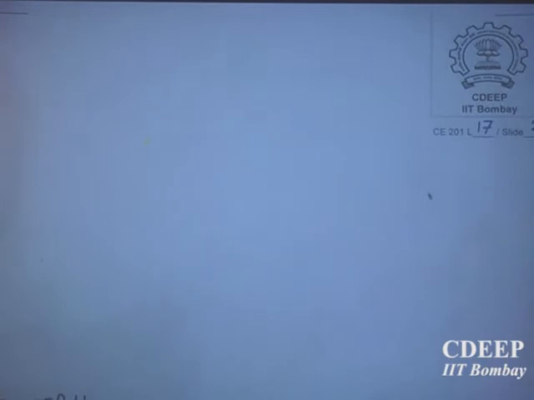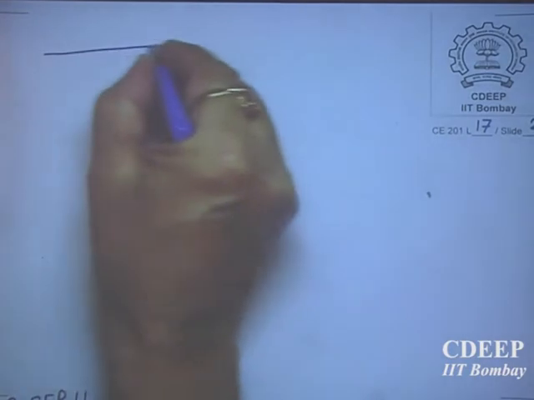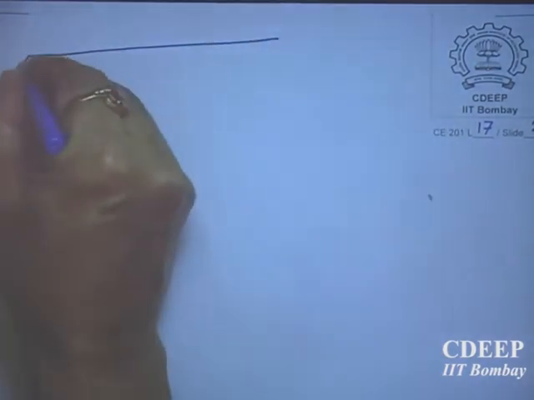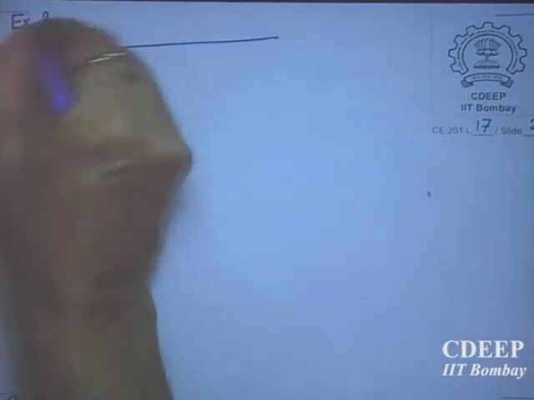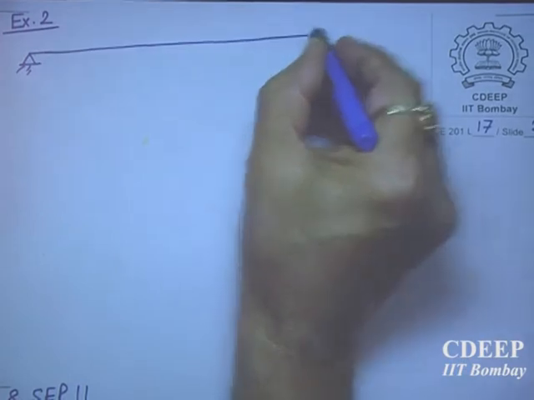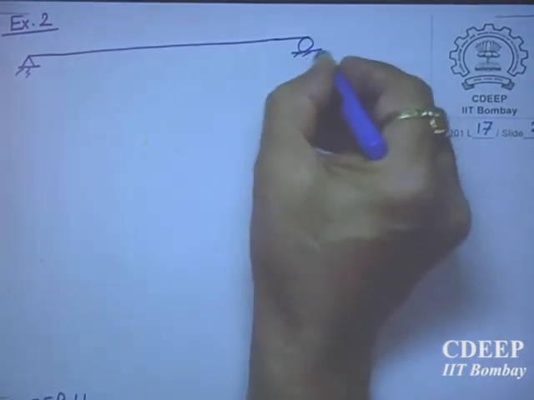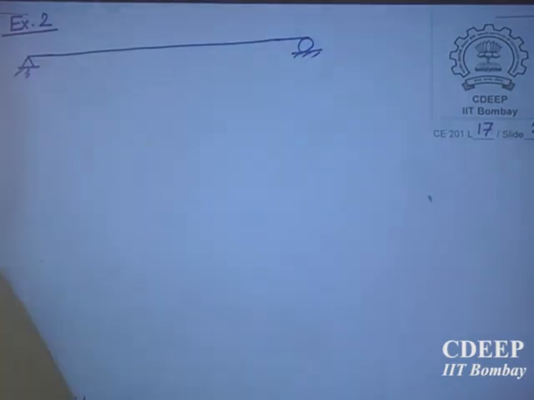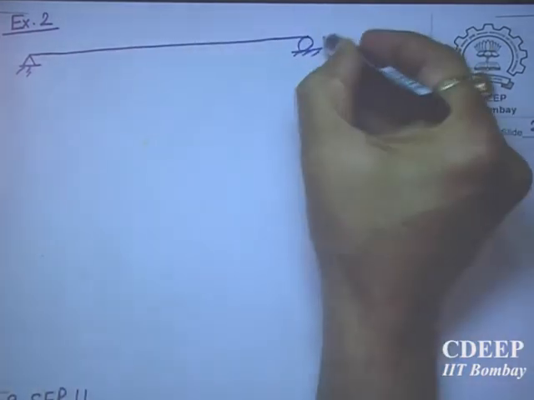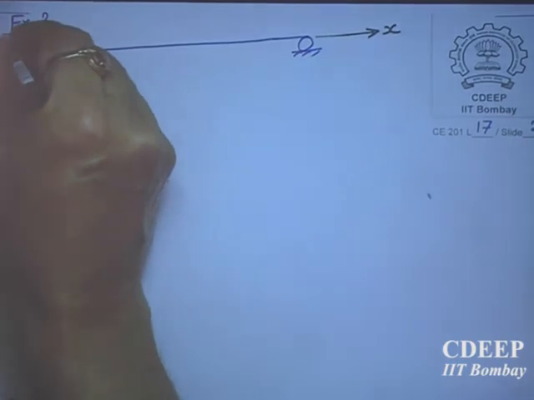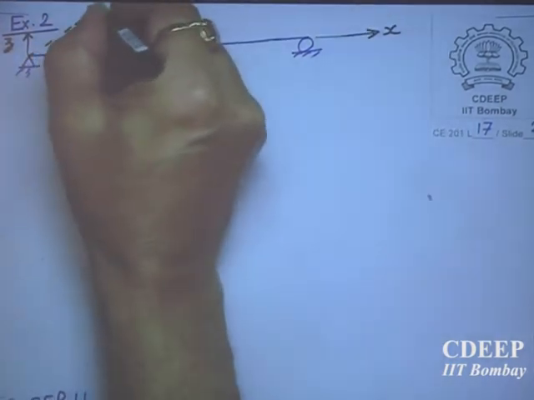Now let us go to the next page. Let's take another problem. A beam, same, simply supported. That was example 1. This is example 2. Now I will be a little fast. I will not explain all the steps. So this is the x axis, this is the z axis, and this is the y axis.